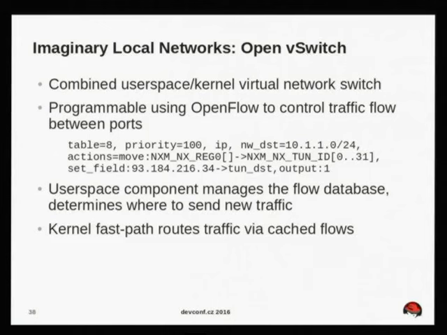So OpenVSwitch has both a user space component and a kernel component. The user space part manages the database of all the rules and interprets the rules when new traffic comes in. The kernel part routes traffic more quickly once the userland part has already figured out where the packet should go, matching a given rule.